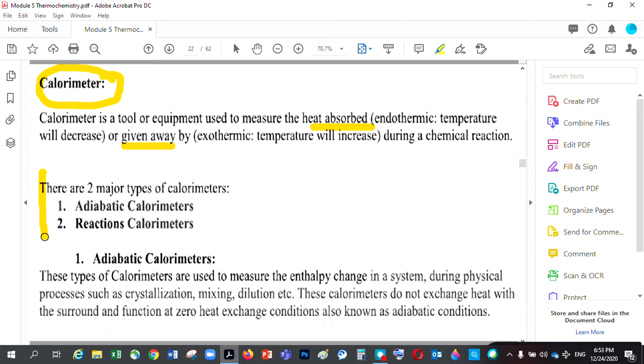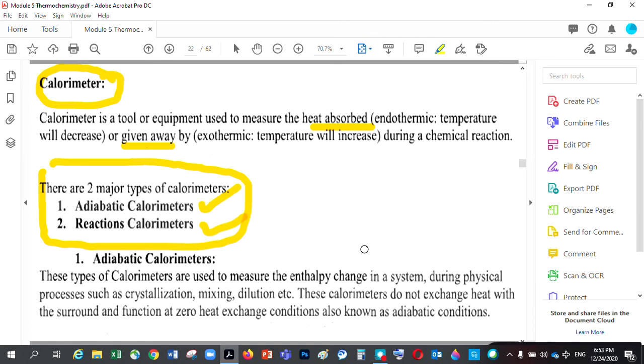There are two major types of calorimeter, adiabatic and reaction calorimeters, correct? Adiabatic, as you can see, means there is no heat change. So this type of calorimeter is used to measure the enthalpy change in a system during physical processes such as crystallization, mixing, and dilution. This is more or less a physical reaction, not a chemical reaction, because there is no change in the heat.